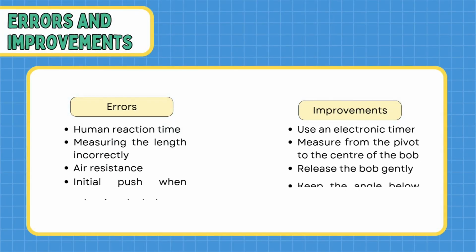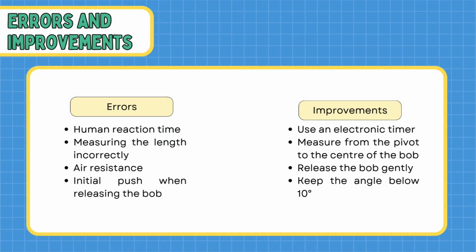Although the experiment was successful, several sources of error may have affected the results. These include human reaction time when using the stopwatch, inaccurate measurements of the pendulum length, releasing the pendulum with an initial push, and the effects of air resistance and friction. To improve the accuracy of the experiment, an electronic timer can be used instead of a manual stopwatch. The pendulum length should be measured carefully from the pivot to the center of the bulb. The bulb should also be released gently without applying any extra force, and the oscillation angle should always be kept below 10 degrees.